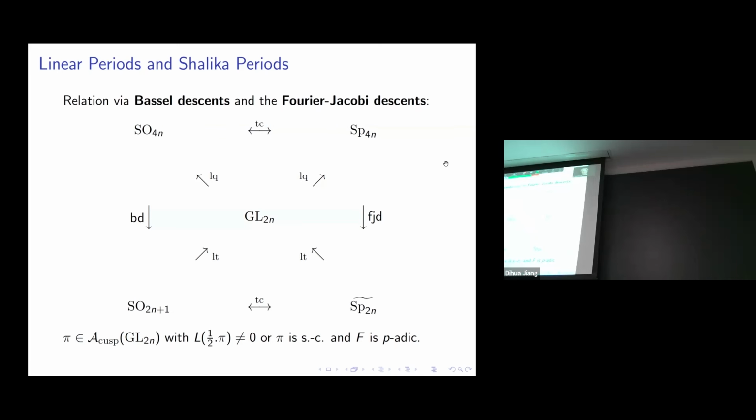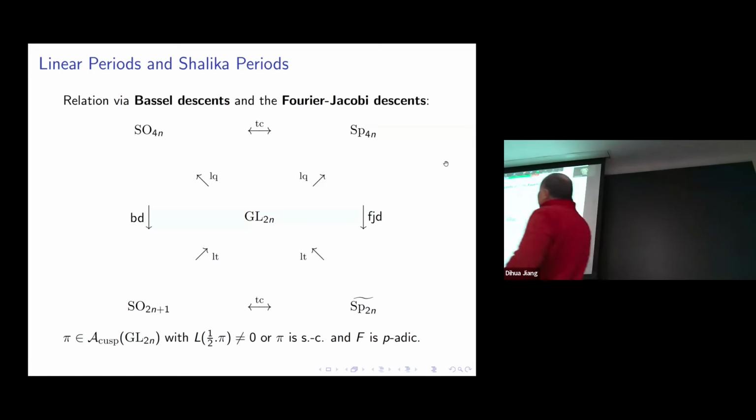LQ means you do parabolic induction and take a Langlands quotient. So LQ, you do the same thing, okay? And this is Langlands transfer, right, from another classical group. And this is also Langlands transfer, okay? And then this will be Bessel descent, and then Fourier-Jacobi descent, okay? And this TC is theta correspondence. Okay, so this diagram is commuting, whichever way you go. So it's all related, right?